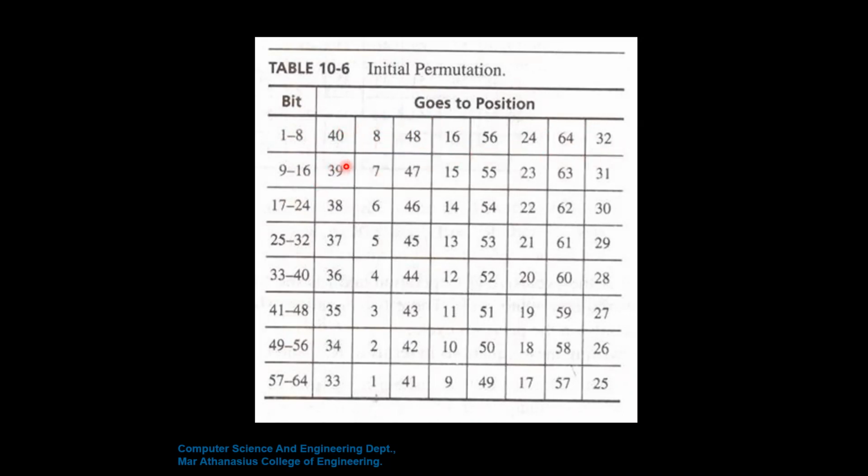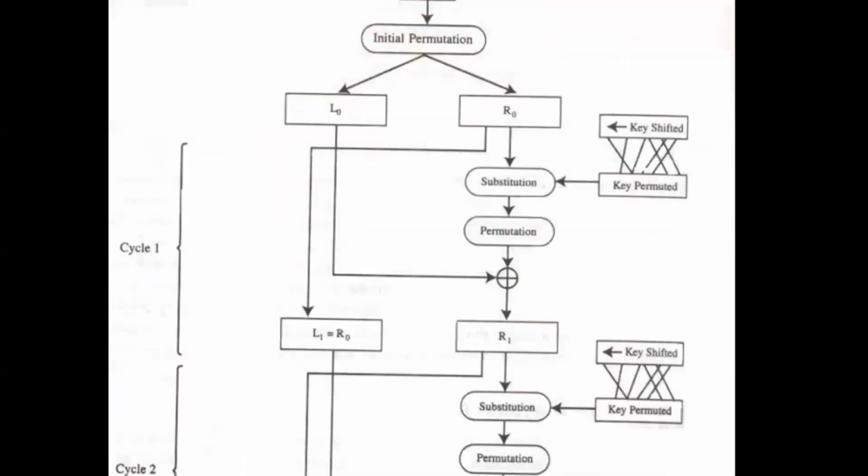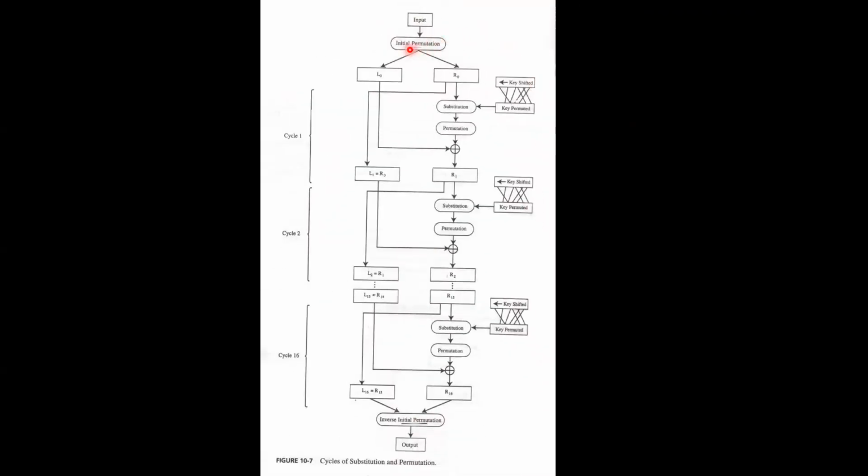The next 8 bits will go to the corresponding positions of the output. Likewise, each bit is permuted. All the 64 bits are permuted using this table, and this is called the initial permutation. After the initial permutation, you again divide into two halves and enter the cycles. At the end of the cycles, we perform a final permutation. So let's see what the final permutation does.